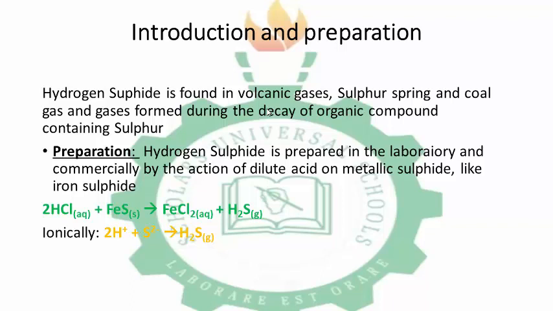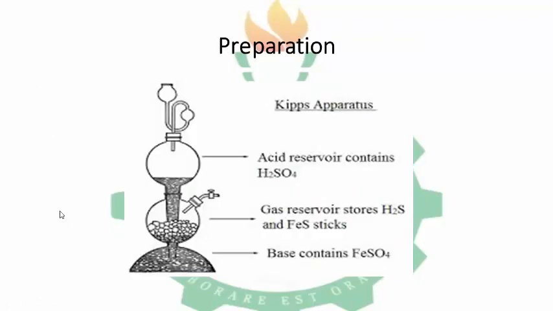Now, preparation. Hydrogen sulfide is prepared in the laboratory and commercially by the action of dilute acid on metallic sulfide like iron sulfide, which is iron(II) sulfide. With this dilute acid on iron(II) sulfide, you can see the hydrogen sulfide being liberated. The acid you use here is dilute hydrochloric acid. We use an apparatus called the Kipp's apparatus for the preparation of hydrogen sulfide.